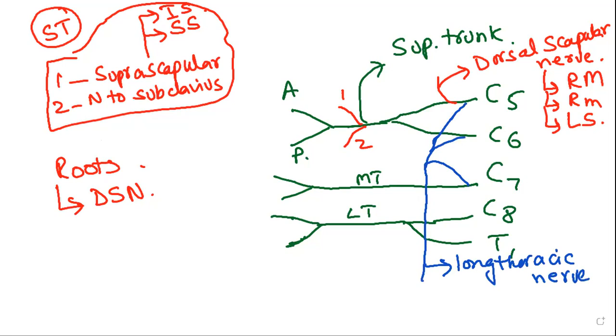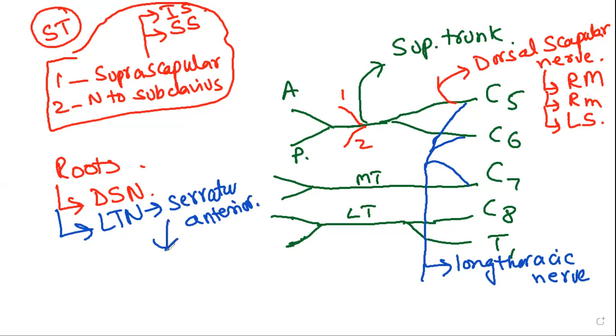Okay. And this long thoracic nerve, which muscle is it innervating? Serratus anterior muscle. And if this serratus anterior muscle is damaged, the patient will develop what? Winging of scapula. Very important MCQ. Now see here.